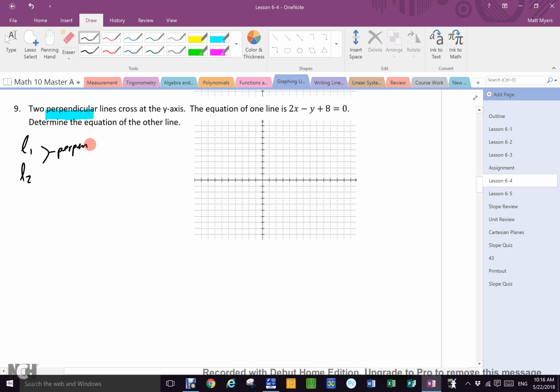That tells me something, yes? If I know one slope, do I automatically know the other? How? Opposite reciprocal. Great. Do I know anything about either one of those lines? I know one of those lines, don't I? I know everything I need to know about one of those lines because I have its equation, don't I? Right? So what do I know about that guy? I'm going to call him line 1.